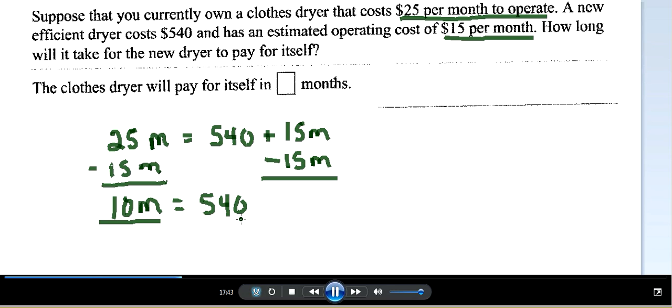I want to get the m by itself, so at this point I'm going to divide both sides by 10, and m equals 54. And the m stands for months. That's how many months it'll take for it to pay for itself, this dryer. 54 months, it's almost like 5 years, right? So 4.5 years. Okay, so that's what we were looking for. Alright, and that was number 6. Let me jot it down here. Number 6.